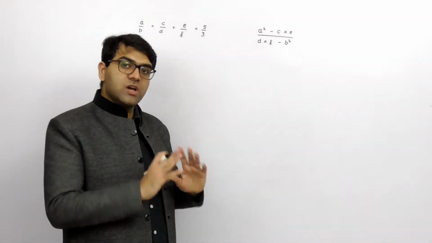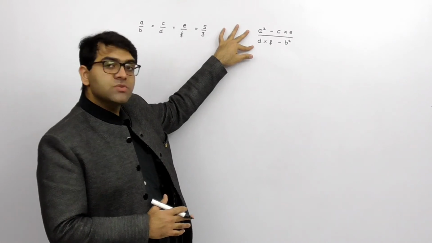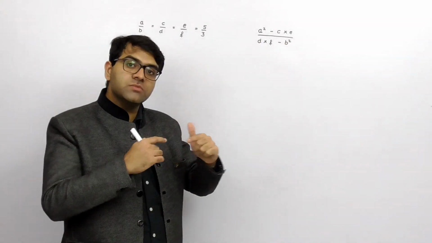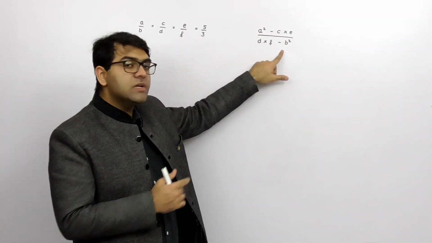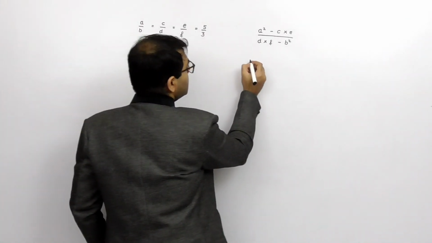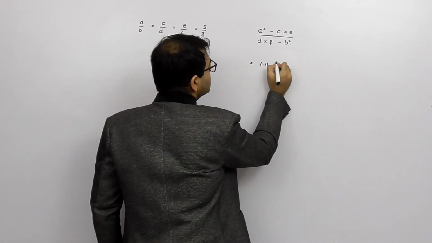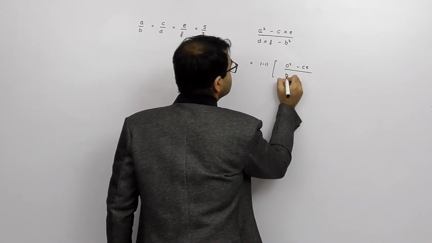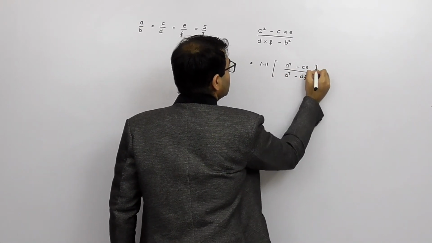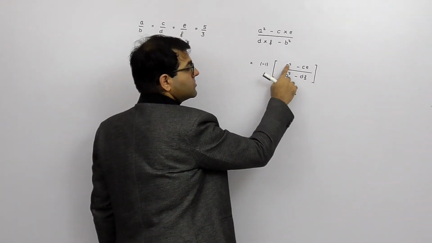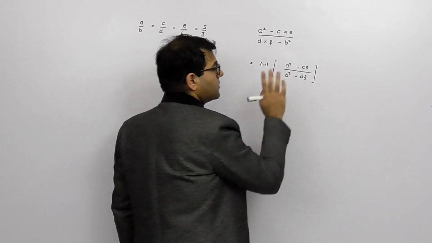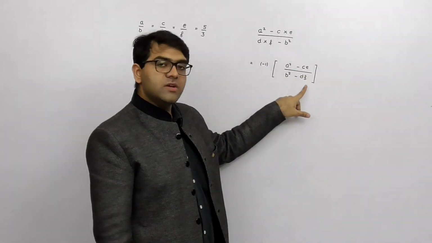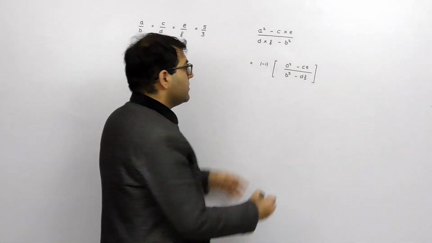Ab agar main law of equal ratio yahan pe apply karna chahta hun, to sabse pehle to is expression ko is tarike se change karna padega ki numerator ke terms mein aur denominator ke terms mein jo relation bane wo same ho. Uske liye from my denominator can I take a negative common? Yes I can. So maine is expression mein se minus 1 common nikal liya, so that now my expression ends up becoming a square minus ce divided by b square minus df. Now what we observe is that the relation of terms of numerators is same as the relation of terms of denominators. Furthermore, I know ki yahan pe upar throughout degree 2 hai, niche throughout degree 2 hai. So answer for this ratio will automatically be k square.